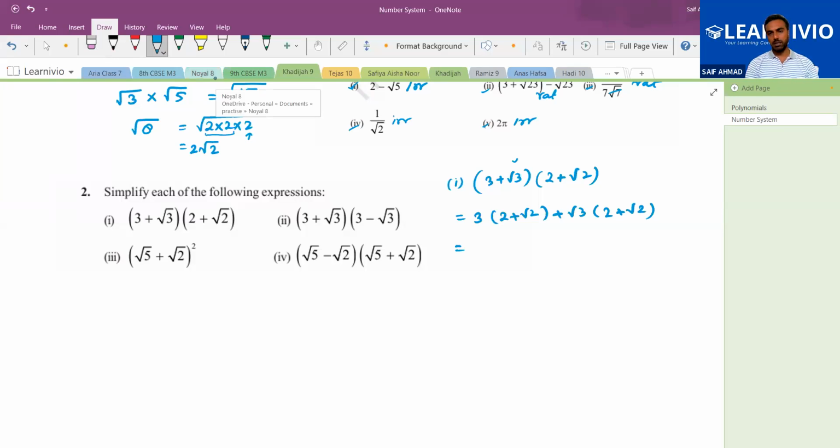Now multiply in this bracket, so 3 times 2 is 6 plus 3 root 2. I'm multiplying in this bracket with root 3, so 2 root 3, because we can't multiply a rational and an irrational, and root 3 multiplied by root 2 is root 6. And we can't add these numbers. These are all unlike terms. Only like terms can be added or subtracted if we have the same root. Understood?